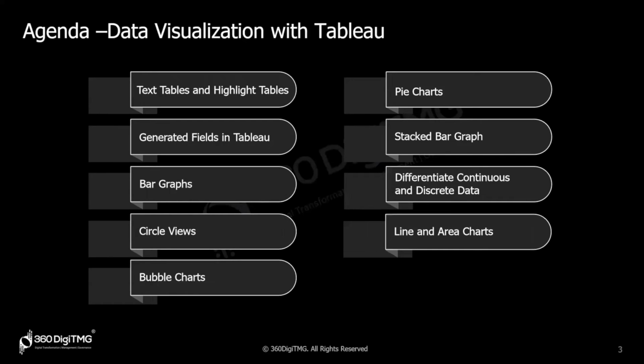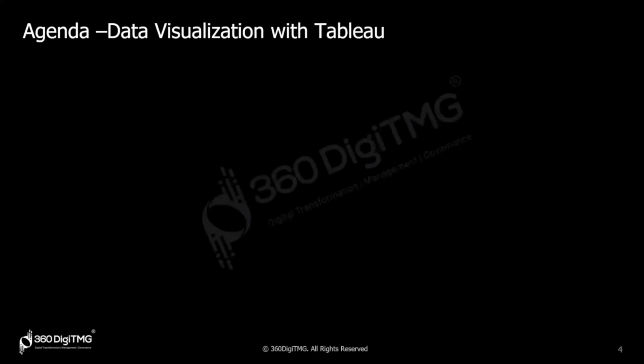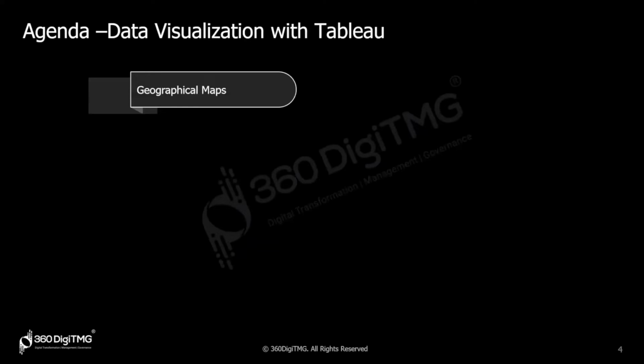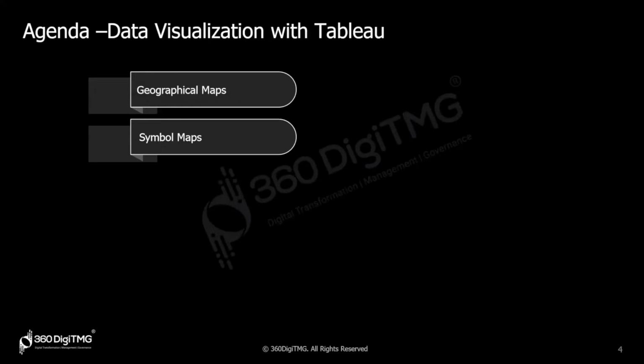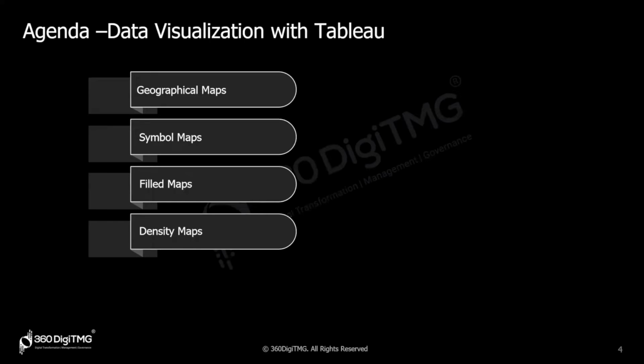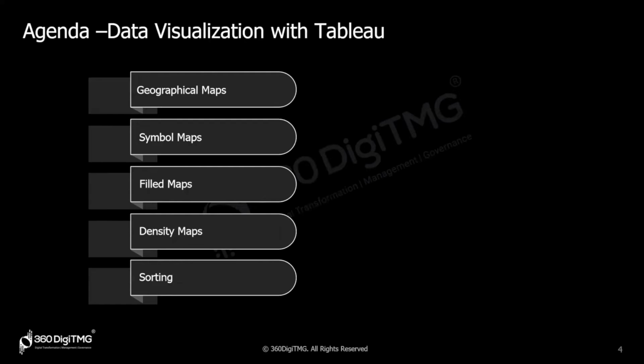We will try to differentiate between discrete and continuous data and understand about discrete line charts and continuous line charts. Similarly, area charts. We're not going to stop there. We will also be looking at how to represent geographical data by using geographical maps. We'll look at a variety of maps like symbol maps, field maps, density maps.